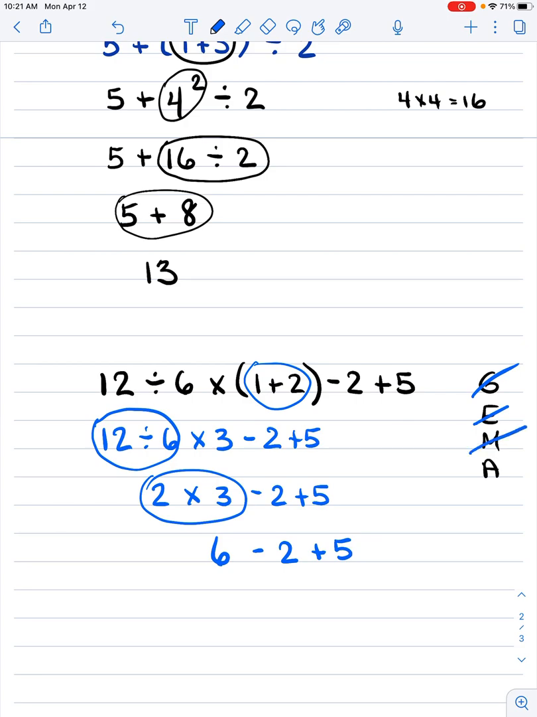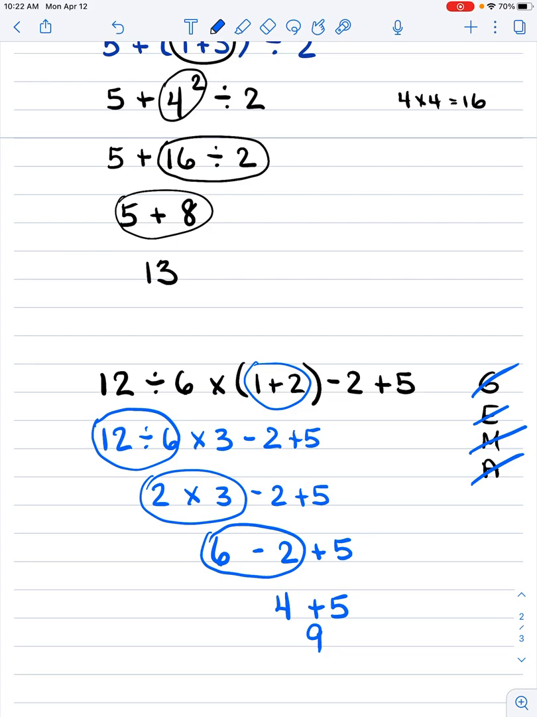Any more? No. Okay, now I'm going to look for addition or subtraction from left to right. The first thing I see is subtraction, so I'm going to do that first. 6 minus 2 is 4, plus 5. Am I done yet? No, I have to add. 4 plus 5 is 9. Nothing left, so I am done.